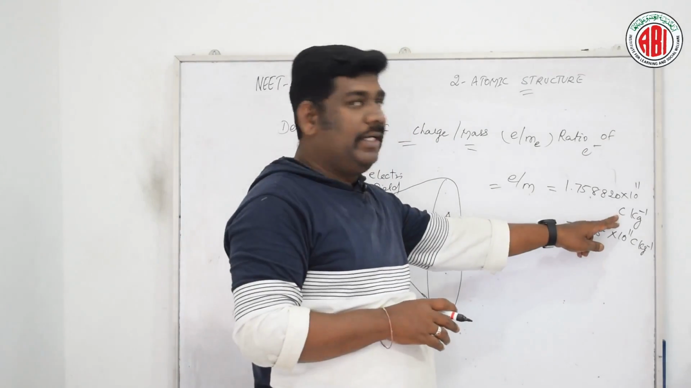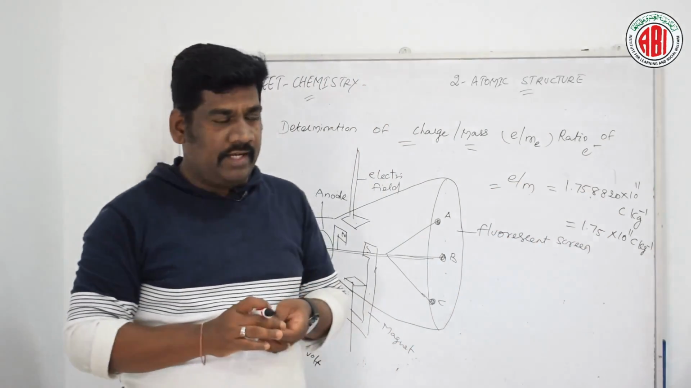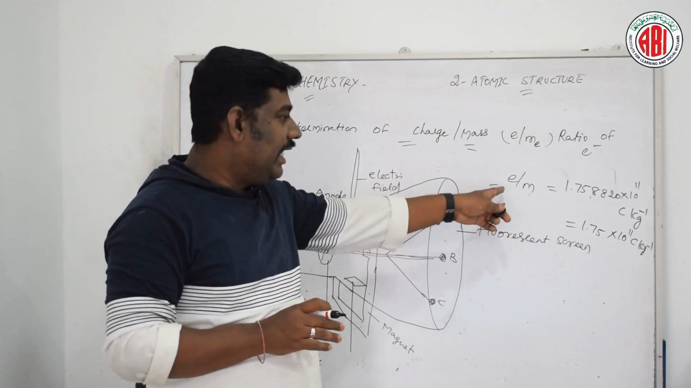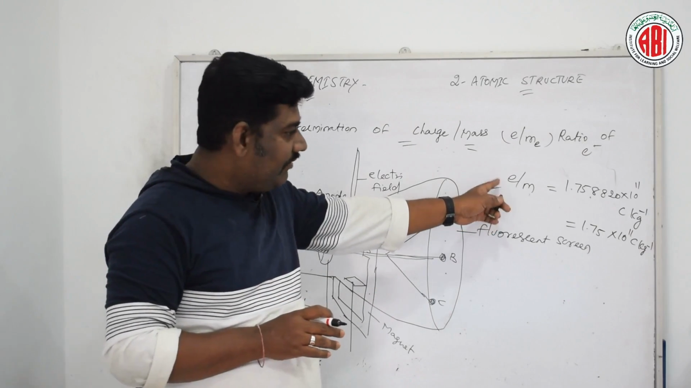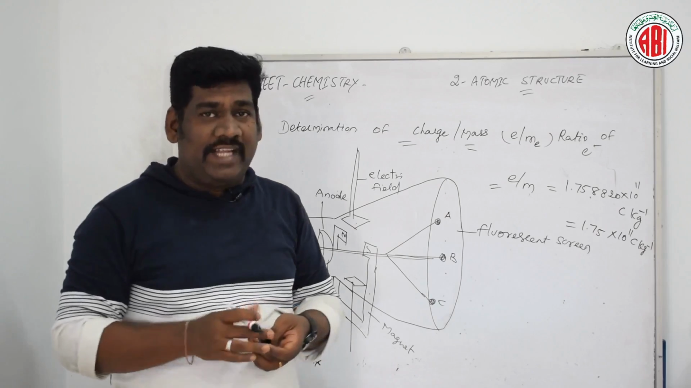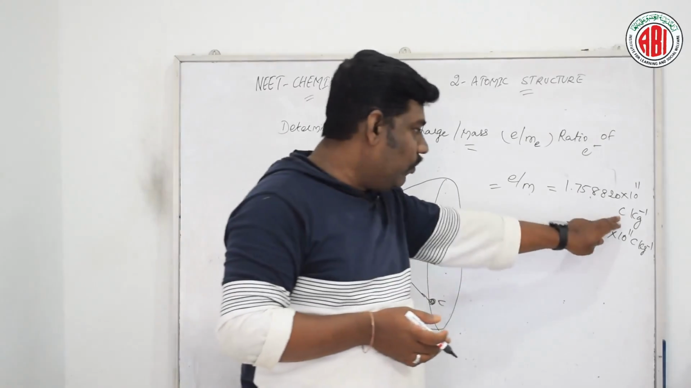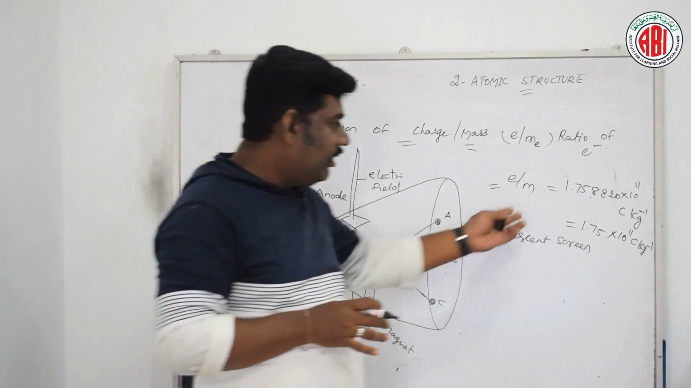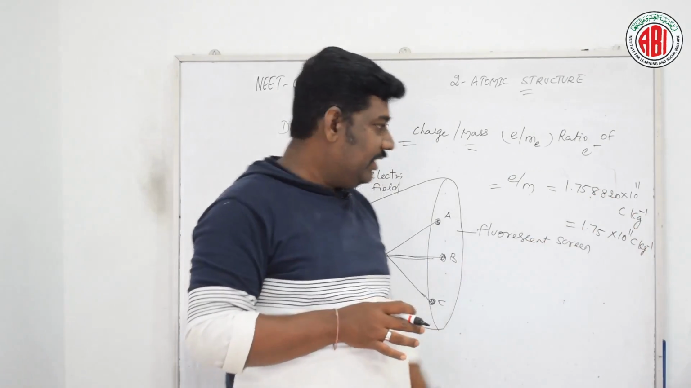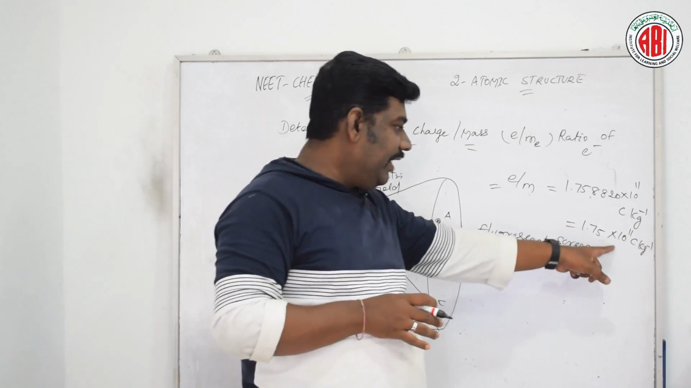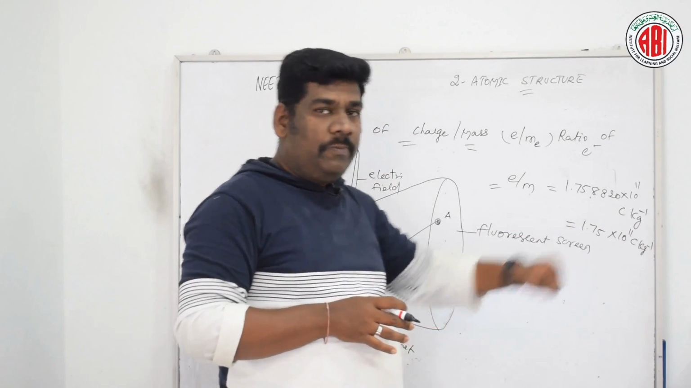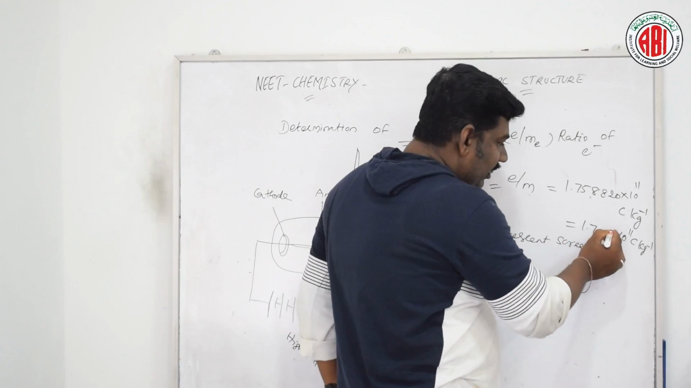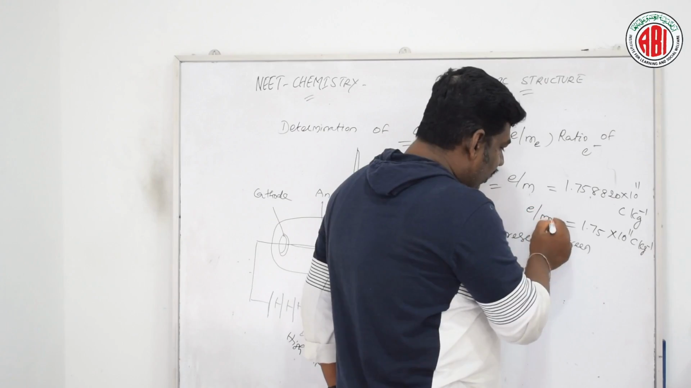Coulomb is the unit we use for electrical charge, that is, the charge of the electron is in coulombs. Similarly, the mass of an electron we consider in kg. So 1.75 × 10^11 coulomb per kg is the e/m value of the electron.